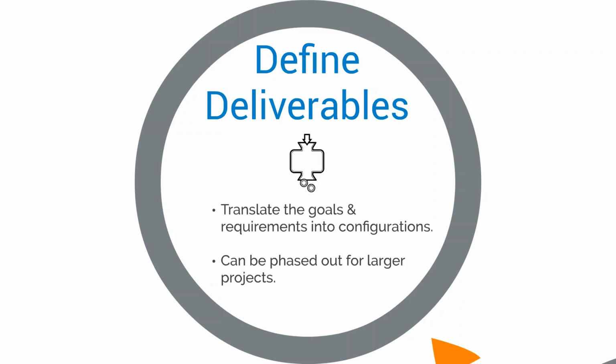If it's a larger scale project, you could consider implementing phases of deliverables. So if you have a very long-term implementation, you may do a set of deliverables by department, or you may do a set of deliverables by functionality.